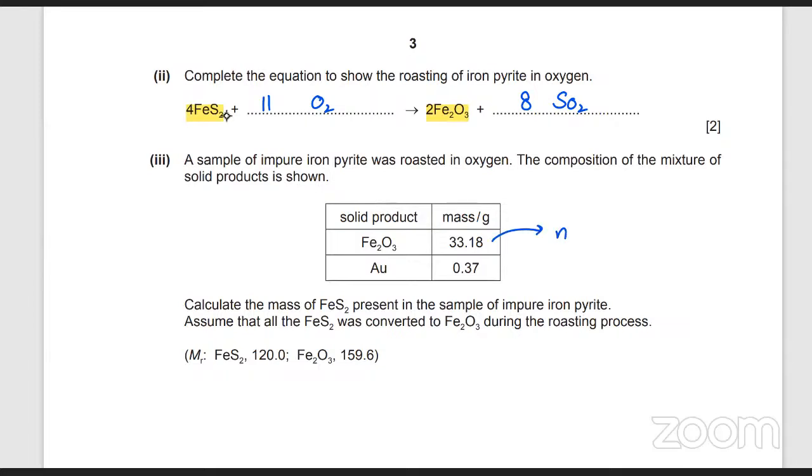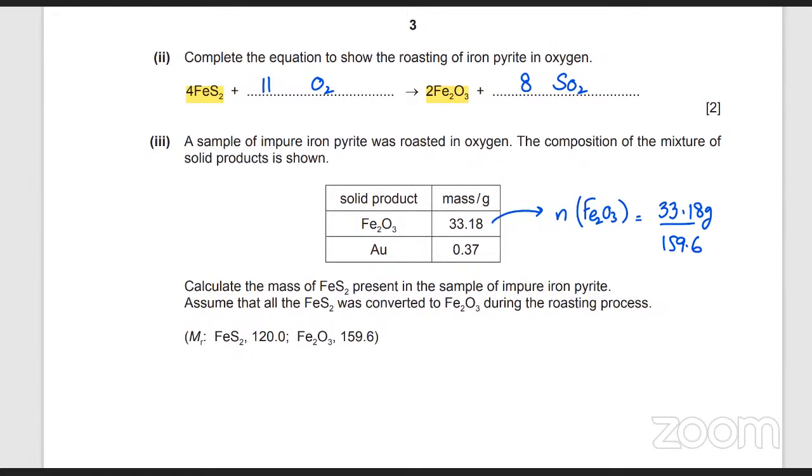So how many moles do we have? Let's quickly find out the moles. Mass divided by the molar mass, which is I think 55.8. Your Fe2O3 is 159.6. So how many moles do we have? So 0.208.